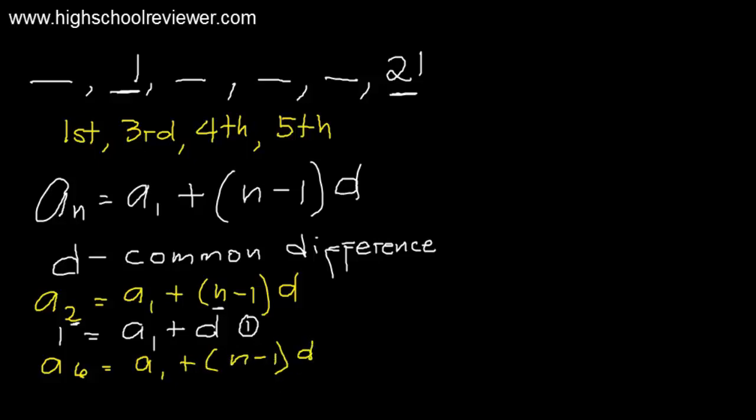Okay, so our a sub 6 is positive 21. So we have here 21 equals a sub 1 plus our n is 6. So 6 minus 1 is 5. 5 multiplied by d, this is 5d. This will be our equation 2. So we can subtract equation 1 from equation 2 so that we will find the value for d. Okay, so let us now subtract.